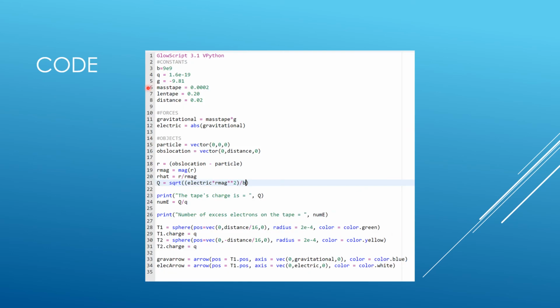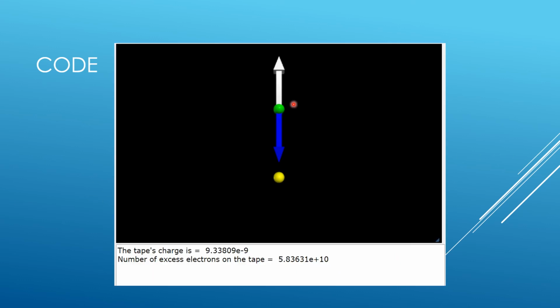Here's my code, plugging in all my values up here and setting all the math. This white arrow is the electric force from the tape down here, pushing it up. The blue arrow is the force of gravity that is pulling it down. And here again, we found their charge.